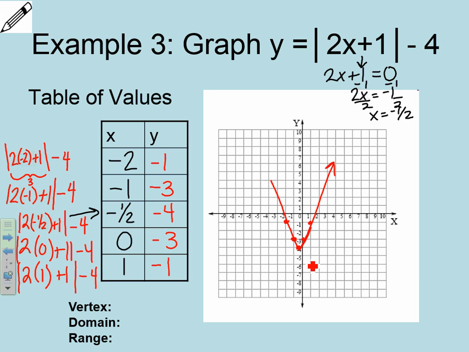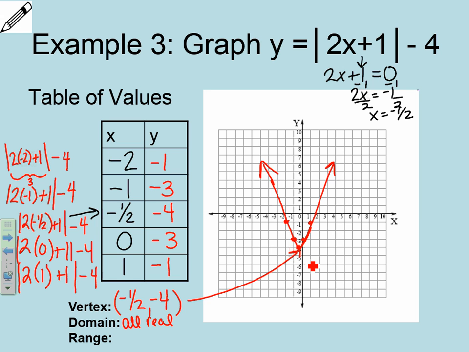There's my V, or my absolute value graph. Again, where is the vertex? The vertex is at (-1/2, -4). That spot right there. The domain, we could have plugged in any x value we want. The domain is all real numbers.